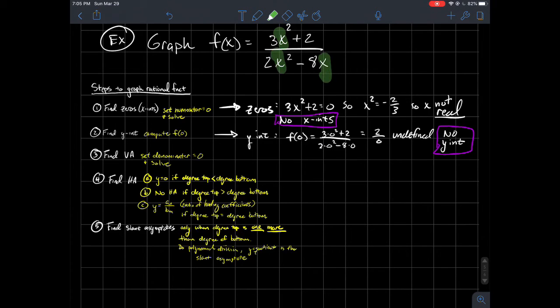So all these x's become 0. And well, you get 0 in the denominator then. Remember, it's never allowed to divide by 0. So that's undefined. And so what does that mean? That just means this thing doesn't have a y-intercept.